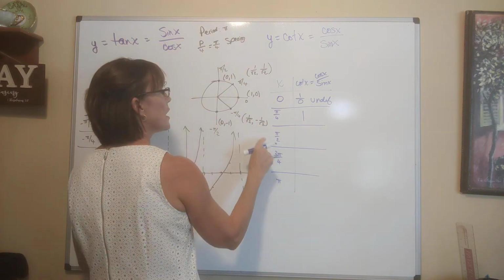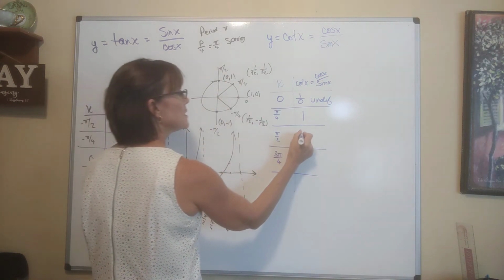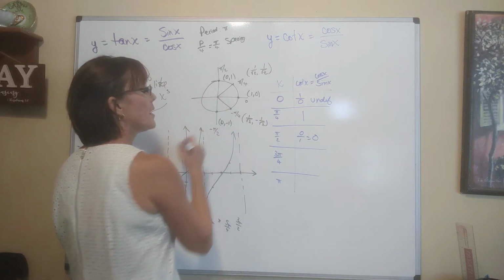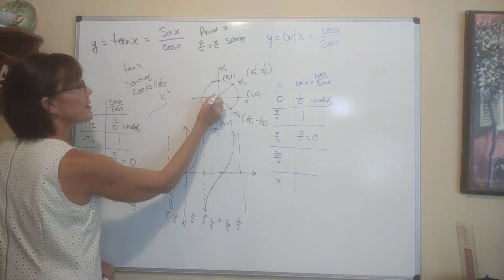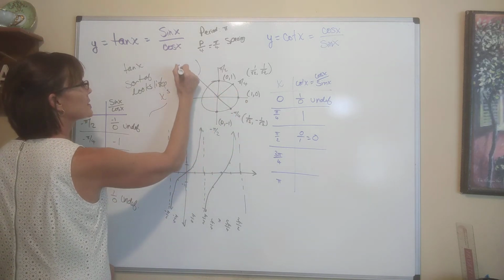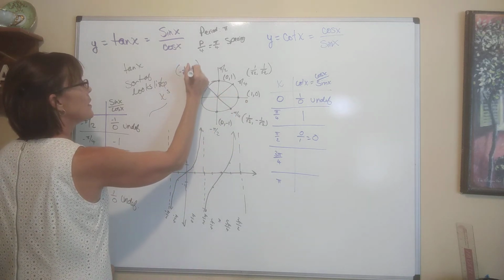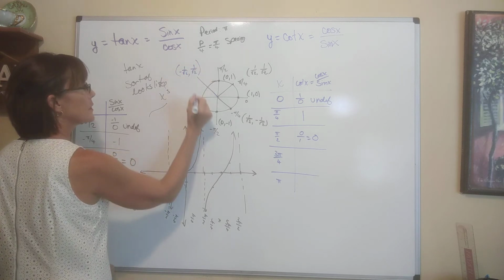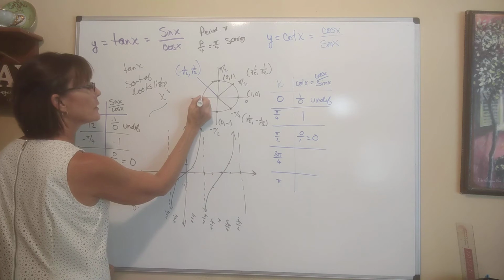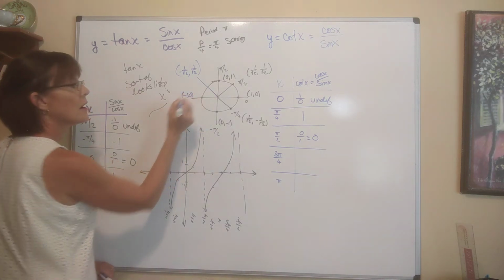Pi over 2: cosine divided by sine, we get 0 divided by 1, which is just the number 0. 3 pi over 4. Oh, let's draw that. 3 pi over 4 is here. What are its coordinates? This is negative x, negative 1 over the square root of 2, positive y, 1 over the square root of 2. And then pi. What are its coordinates? Negative 1, 0.